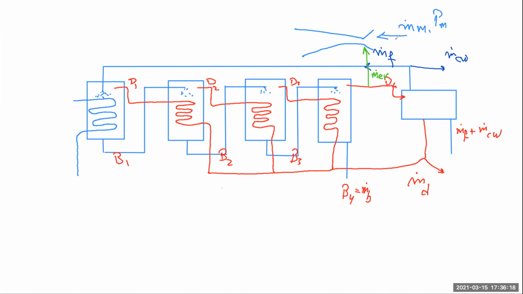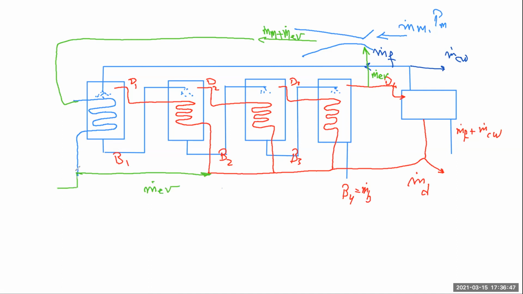It is going to add to the m dot motive steam, and then we are going to get m dot motive steam plus m dot entrained vapor. This is what is going to be used as a source of heat. We have entrained some vapor here, so to compensate for it, we are going to get back the entrained vapor to join our product line.